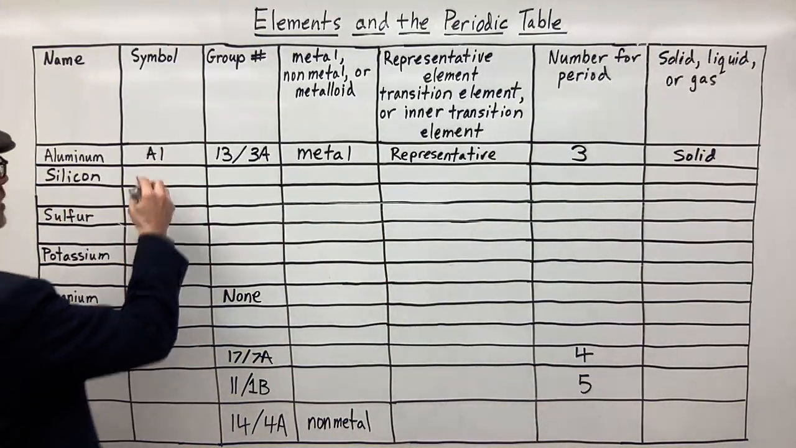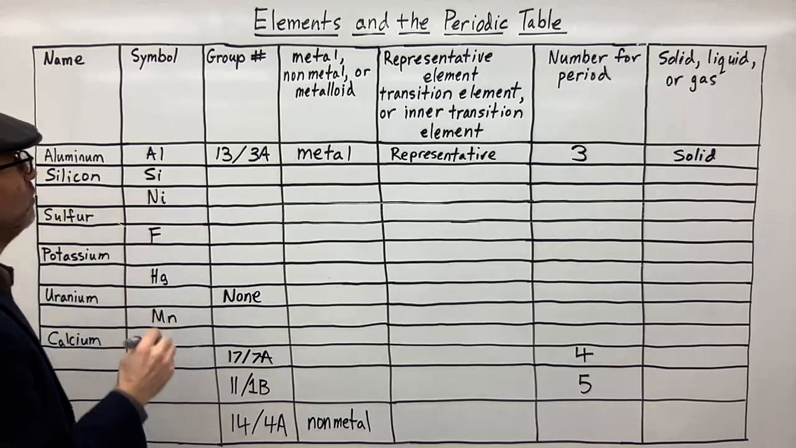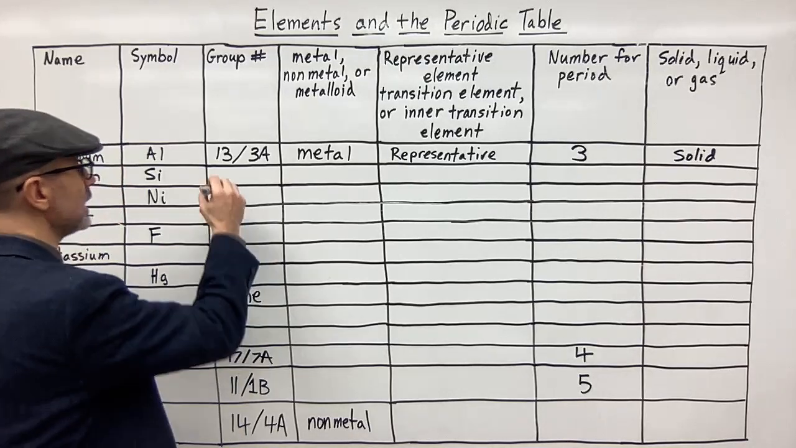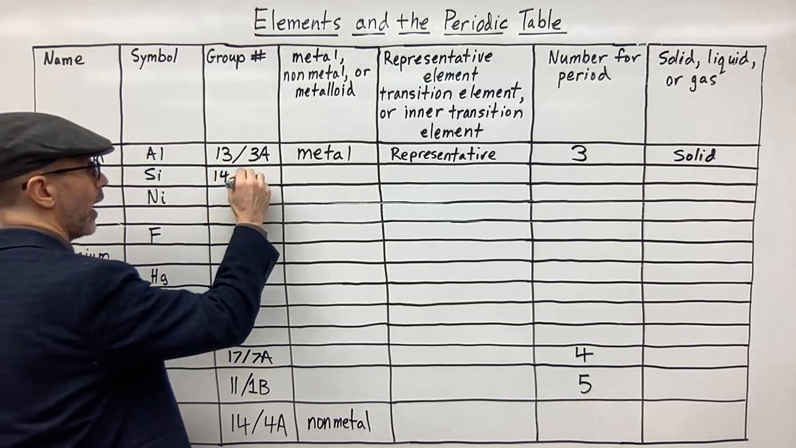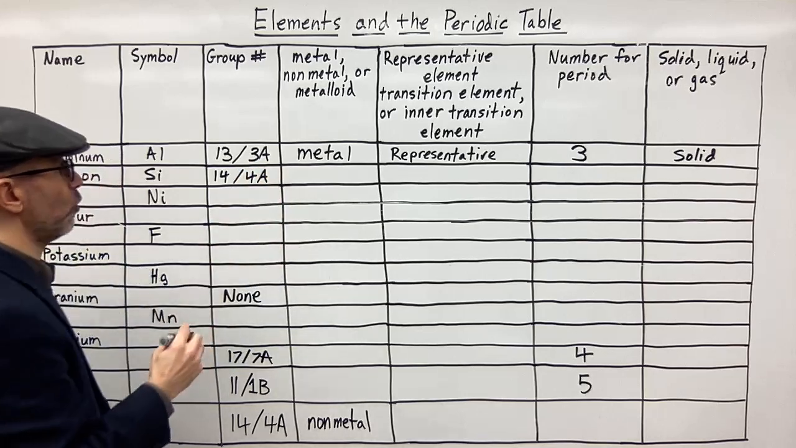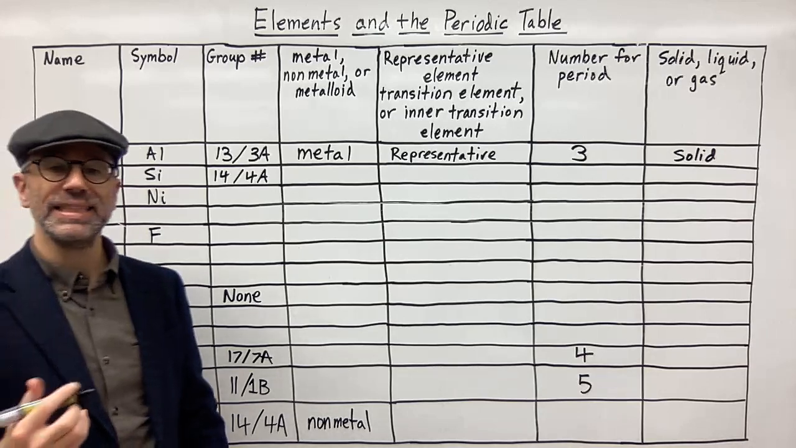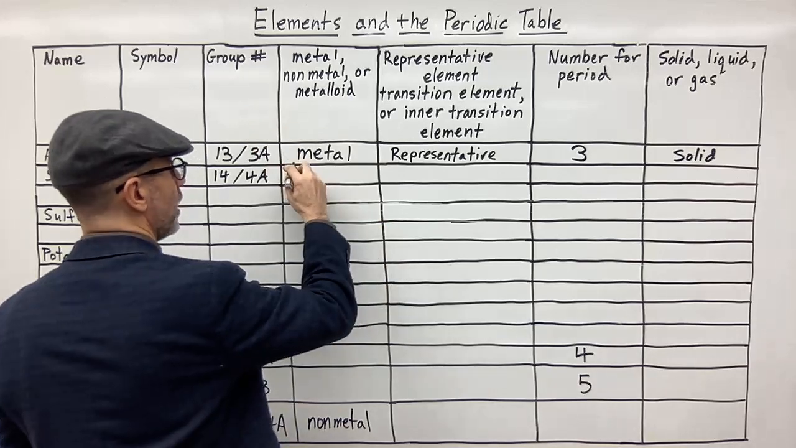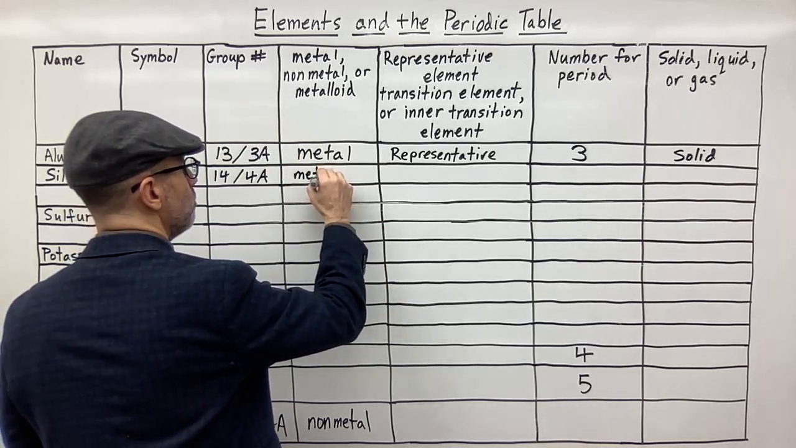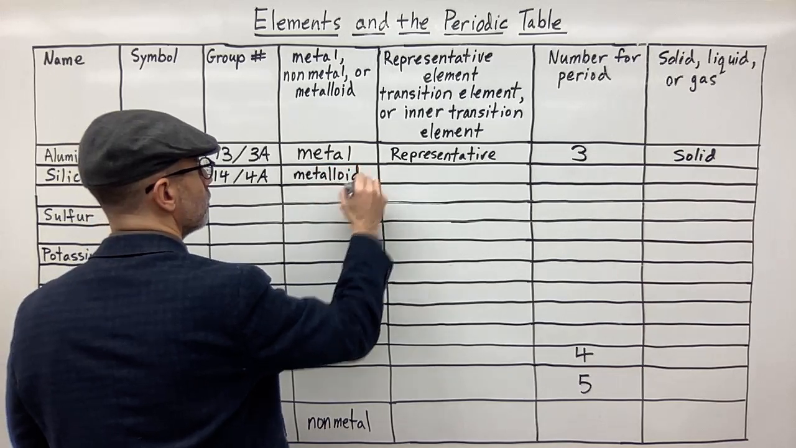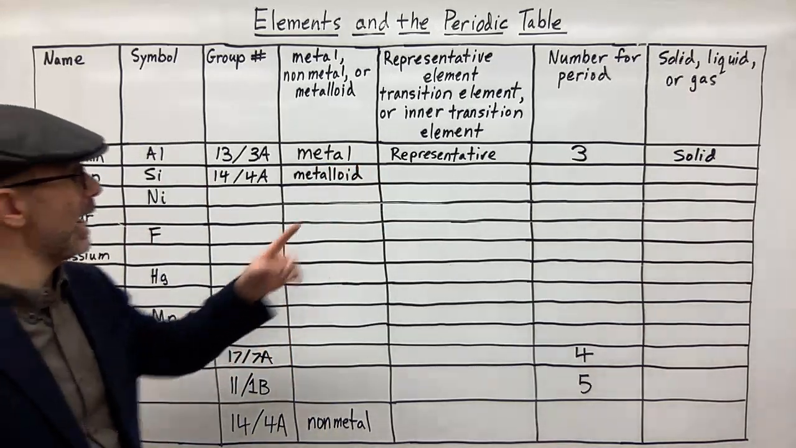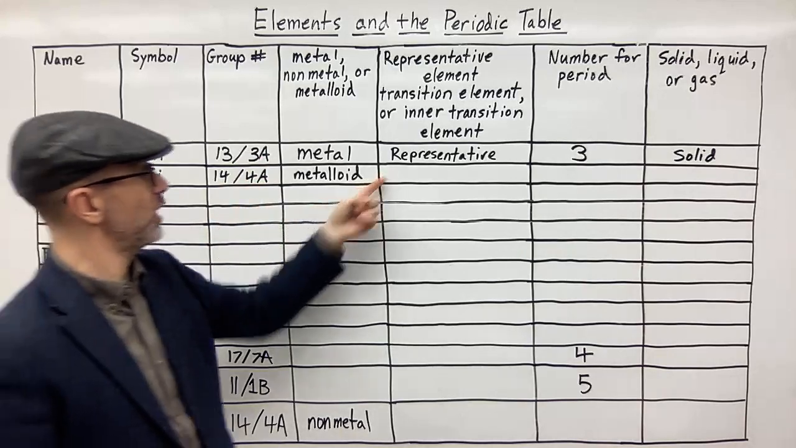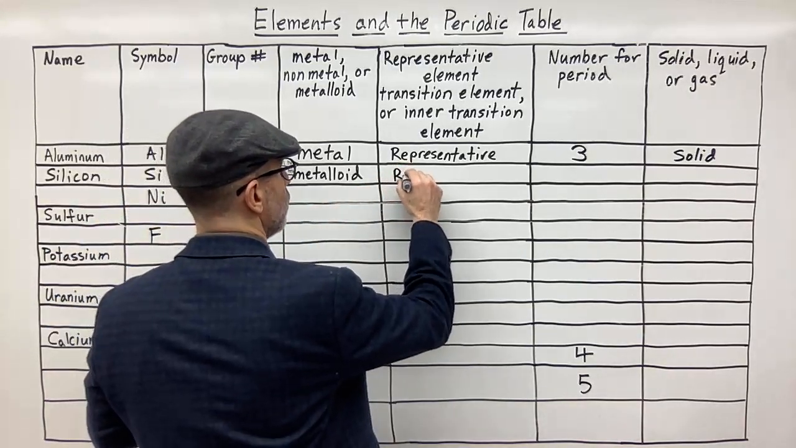So silicon, its symbol is Si. The group it's in is either going to be 14 or 4A for the old way of naming, so 14 or 4A. So silicon, it's a metalloid, so you're going to write metalloid. It's on the stairway, so we're going to write metalloid. And it's in that group, it has an A group number, so it's a representative element. So we're going to put representative.